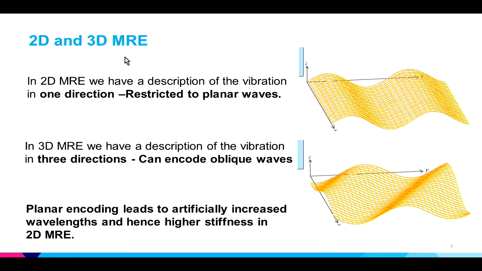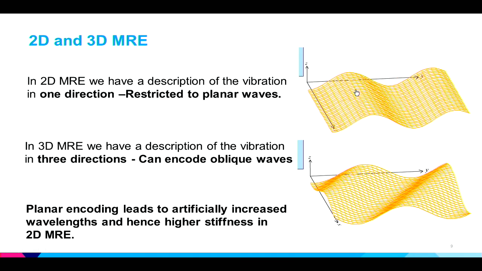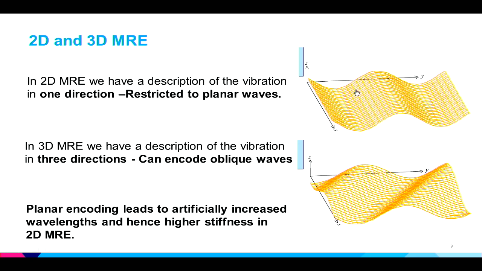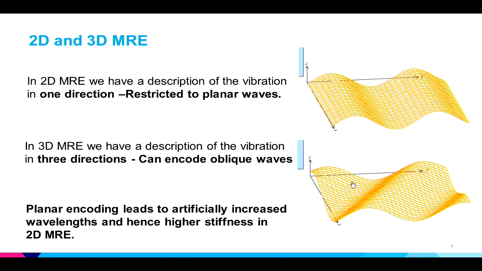So why do we want to do 3D when 2D works pretty well? Well, one thing is that in 2D MRE, we only look at the waves in one direction. So we can only deal with planar waves that travel incident to our imaging field of view. What happens, as you might expect, when you're vibrating a liver with all the structures and stuff inside, the waves get diffracted, refracted, and we end up with oblique waves like this.